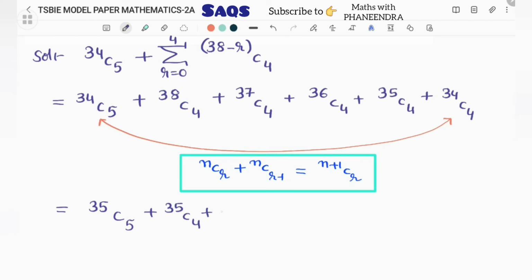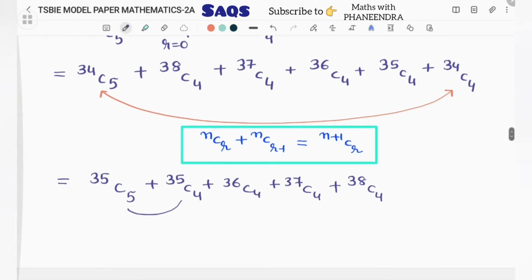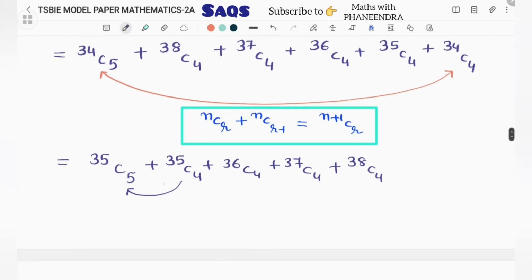So 35 C4, 36 C4, 37 C4 plus 38 C4. Again from these two, 35 C5, 35 C5 minus 1. We can write it as 36 C5 plus 36 C4 plus 37 C4 plus 38 C4.